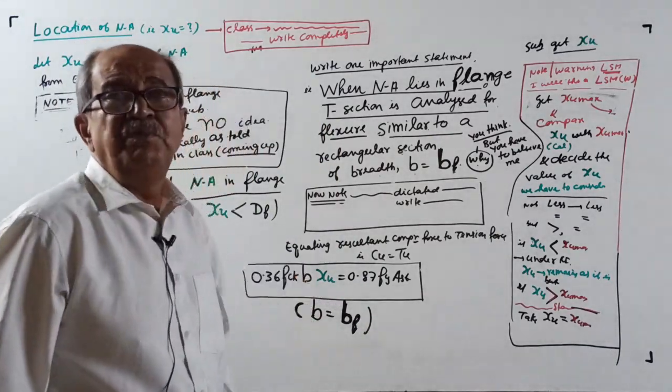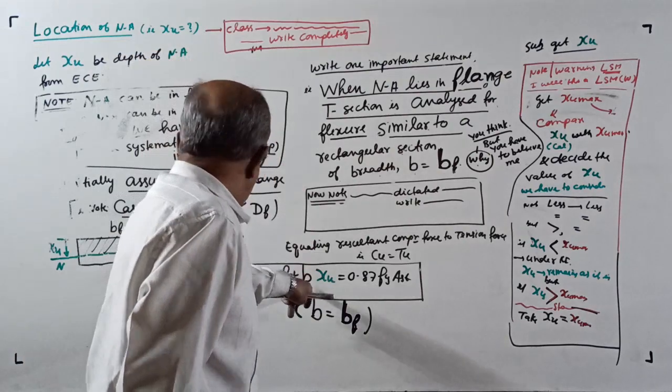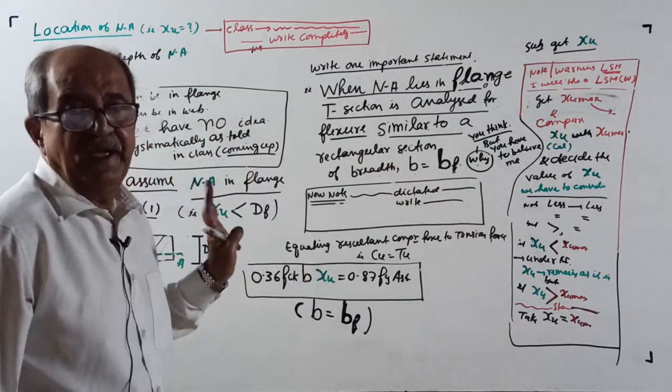This is the equation for the rectangular section. Wherever that B is there, it is replaced by BF. Okay, now it will be clear.